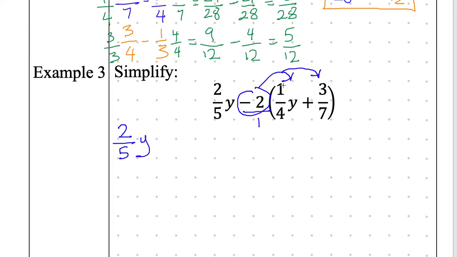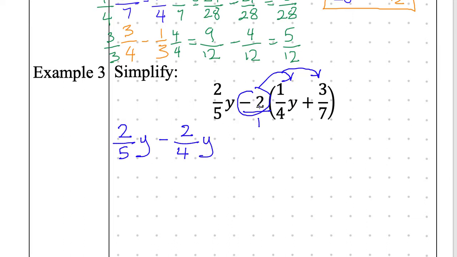And now I have to figure out what's going on here. I'm going to multiply the tops, multiply the bottoms. The top is -2, the top is 1. -2 times 1 is -2. So I'm going to leave the negative here, -2. And then I'm going to multiply the bottoms. 1 times 4 is 4. So this was the first distribution. -2 times 1/4 y is -2/4 y, and don't forget the y.